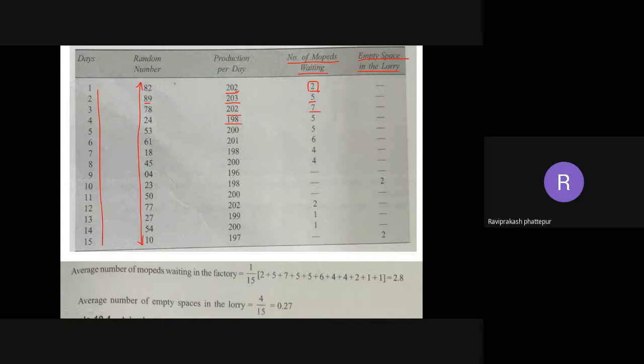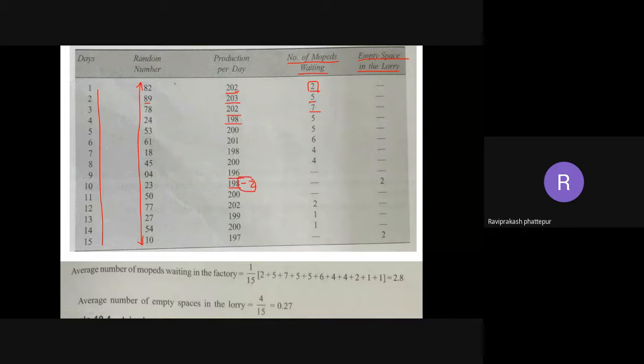If you see here, 196 is there. The random number is 04. Okay, 196 mopeds are there, so there will be some empty space. Then 198. Compared to 200, how much is it less? It is less by 2.